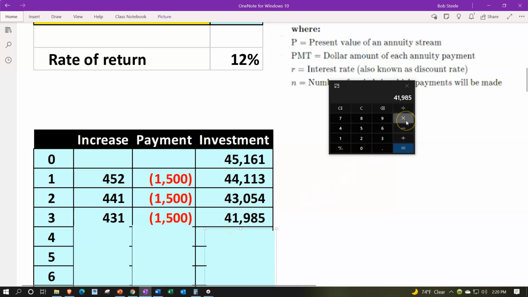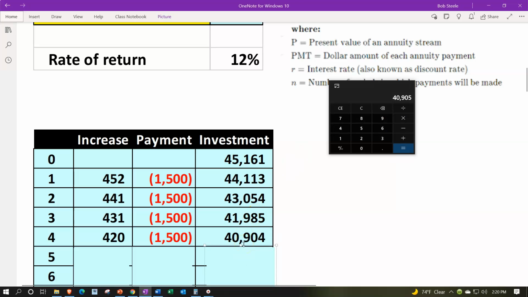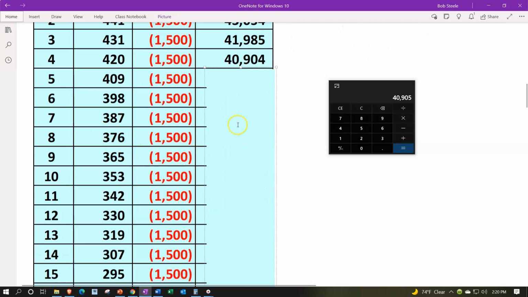Let's do it again. One more time, last time. This is going to be this one times 0.12. That would be the yearly amount divided by 12. Would give us the monthly amount of earnings, which would be the 420, which can also be calculated by taking the yearly rate, 0.12, dividing it by 12, 1% per month, times the 41,985 would give us that 420 again. Taking then the 1,500 out, we then have the 41,985 plus the 420 minus the 1,500 gives us the 40,904 about.